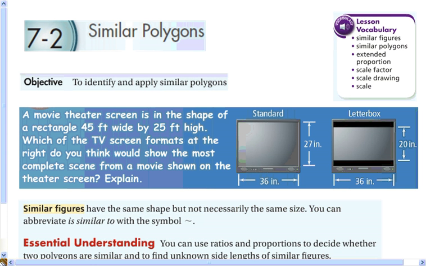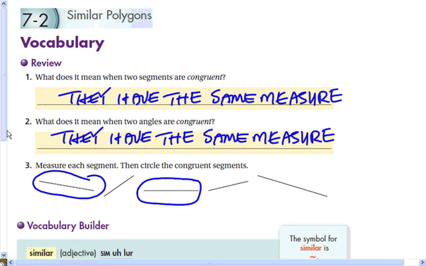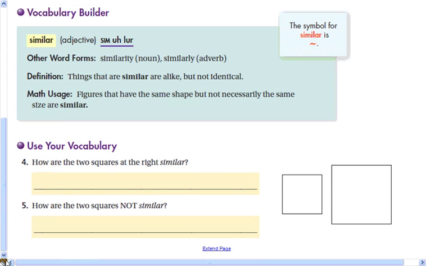All right. How are two squares at right similar? They are similar because they have four angles that are the same measure. Are they not similar? I would guess you would say their sides are different. But really, all squares are similar.